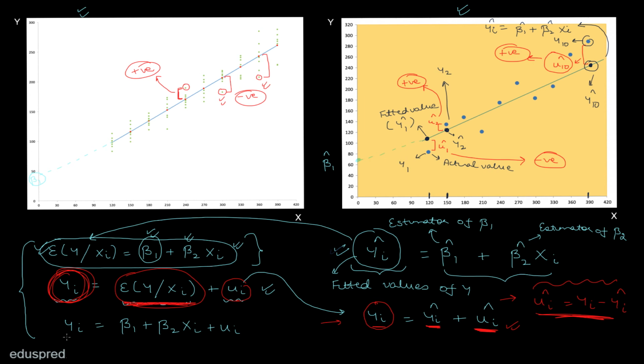Now let's talk about the final equation that we have on the population side, and let's take a look at its sample counterpart. The final equation that we have over here was actually very simple to get. All we had to do to get the final equation is to substitute equation number 1 into equation number 2. And we are going to do the same thing on the sample side as well.